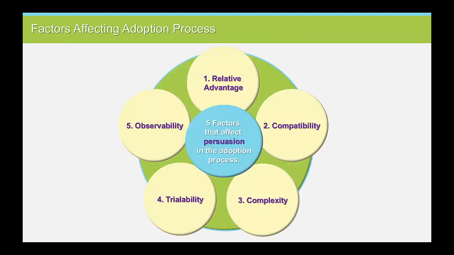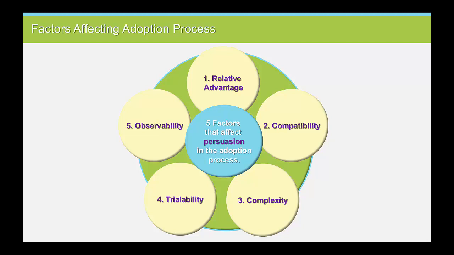There are 5 factors that affect the adoption process. The first, relative advantage, refers to an innovation being perceived as better than the idea it replaces. The second, compatibility, refers to the perception that the new idea is consistent with existing values, experiences, and needs of potential adopters. Complexity is how difficult the audience thinks it's going to be to understand and use the innovation.